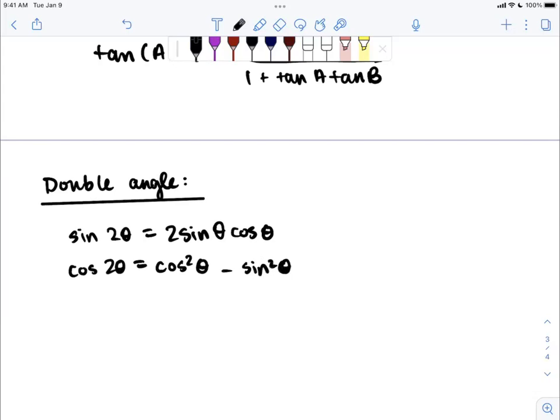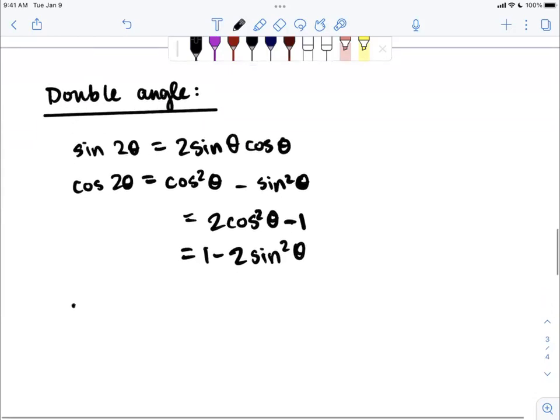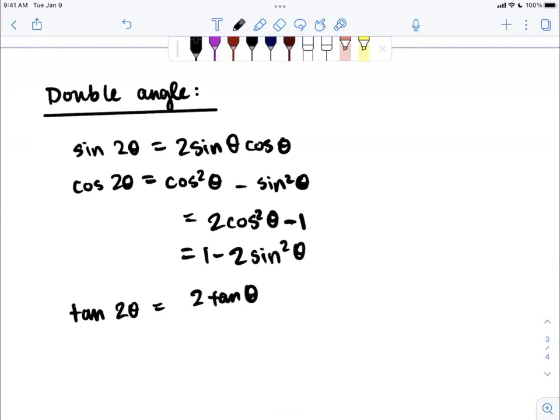And there are a few more ways to formulate this that you can work out. So this also equals 2 cosine squared theta minus 1. And it also equals 1 minus 2 sine squared theta. So you can use whichever of these is convenient. And finally, for tan 2 theta, we have the formula, this is equal to 2 tan theta over 1 minus tan squared theta. These formulas that I've just gone over, especially for sine and cosine, are really important to know.